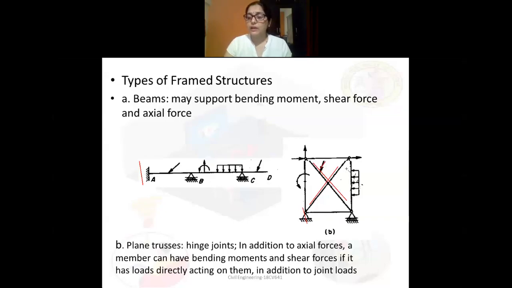If there is a load acting directly on the member, then there is a chance of bending moment, or else if it is acting at the joints, there will be no bending moment. If it acts on the member, it can have a bending moment and shear forces if it has load directly acting on it. In addition, you have a joint load here. If you have an inclined or any type of load on a member, then there will be bending moment and shear force, or else it will be only axial forces in plane trusses.